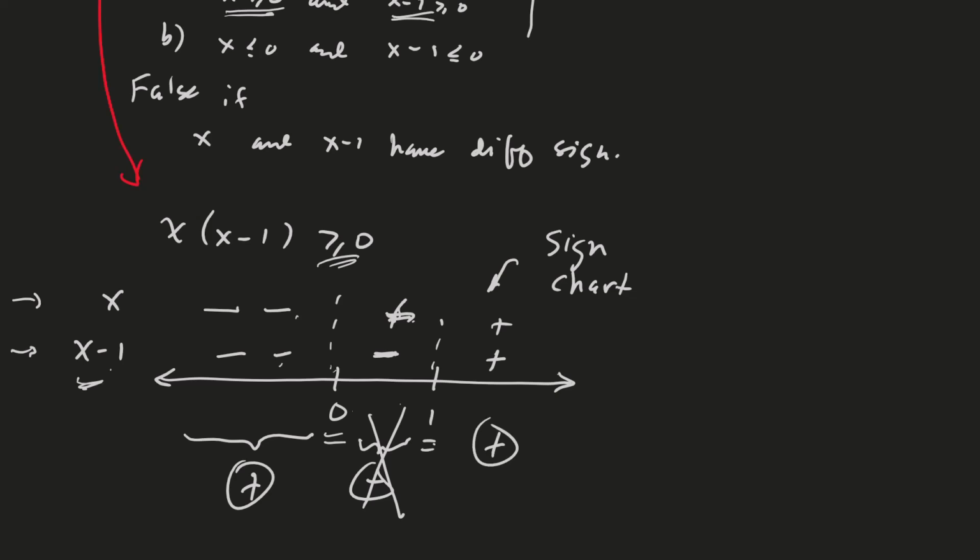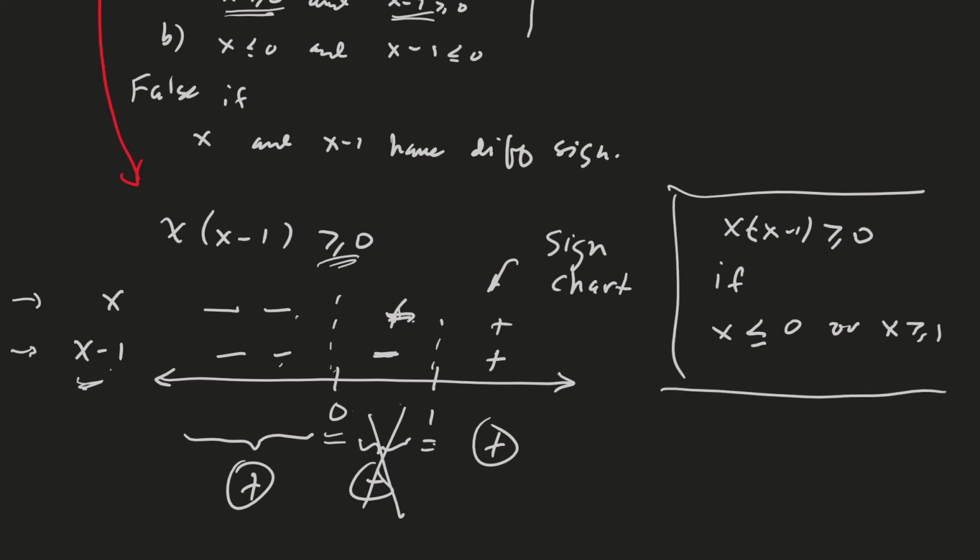And so we can say that x times x minus 1 is greater than or equal to 0 if x is less than or equal to 0, or x is bigger than or equal to 1. Okay, and so that's how we would solve a quadratic inequality. Good.